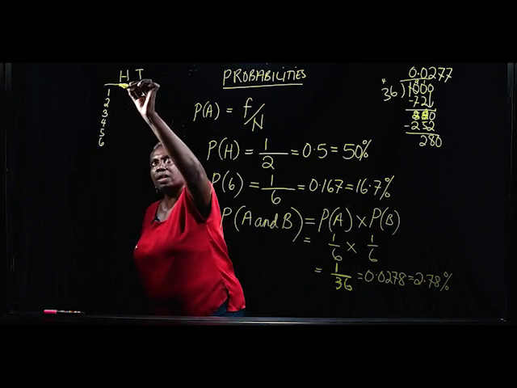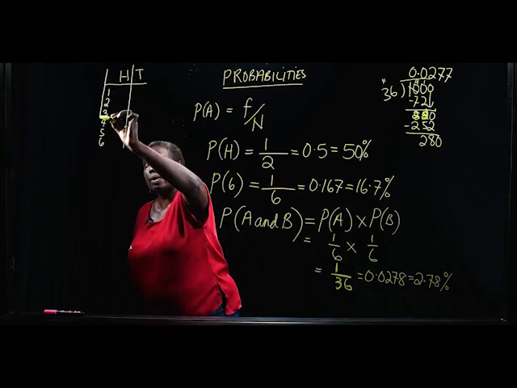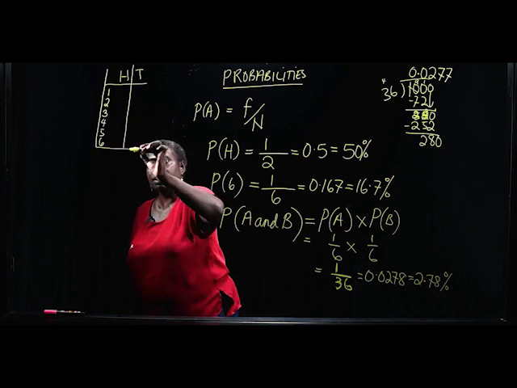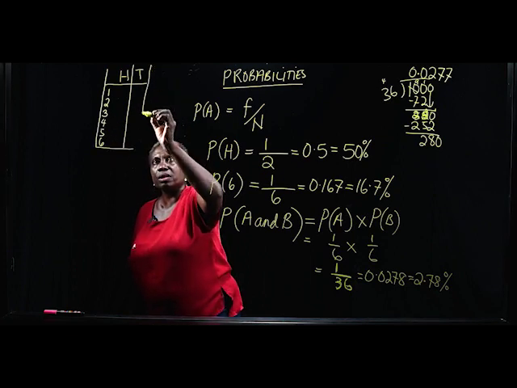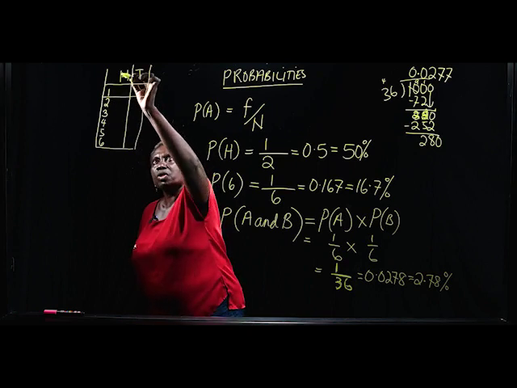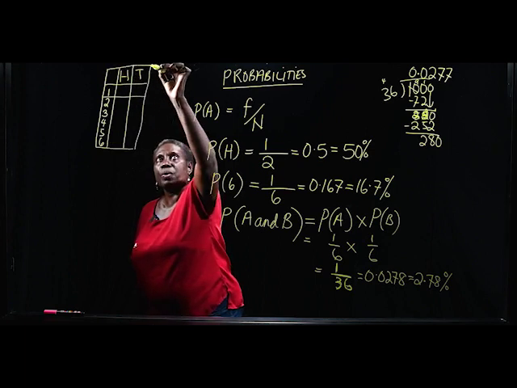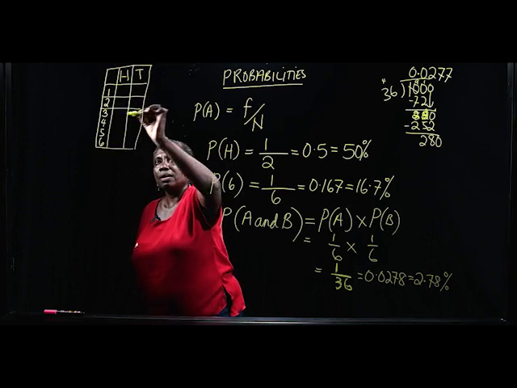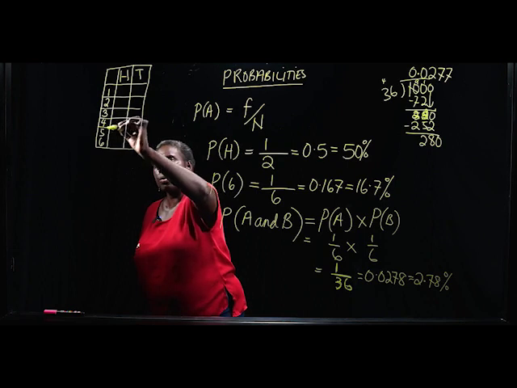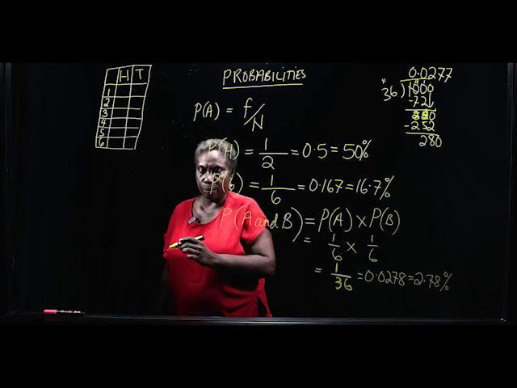Now let's draw the columns. Oops, our line is not straight. Anyway, we just use this to find the total possible outcomes that we can have when we throw a dice and toss a coin. We want to find out how many total possible outcomes there will be.